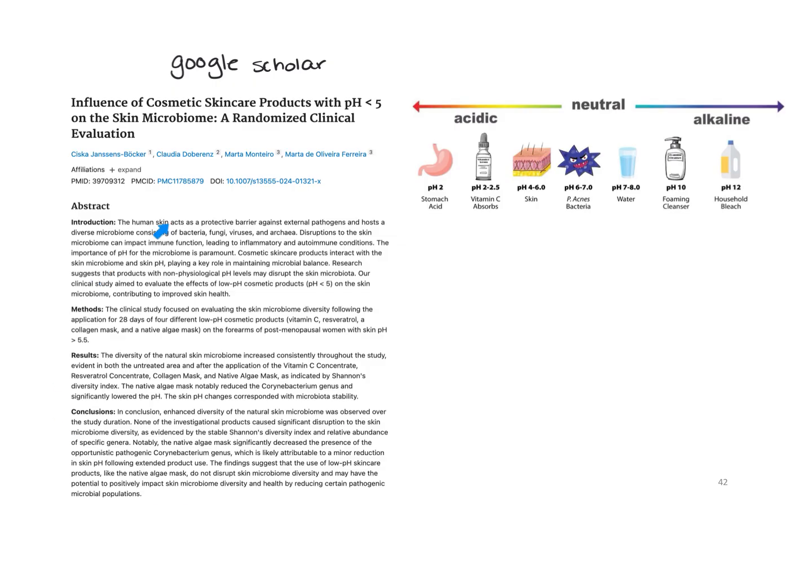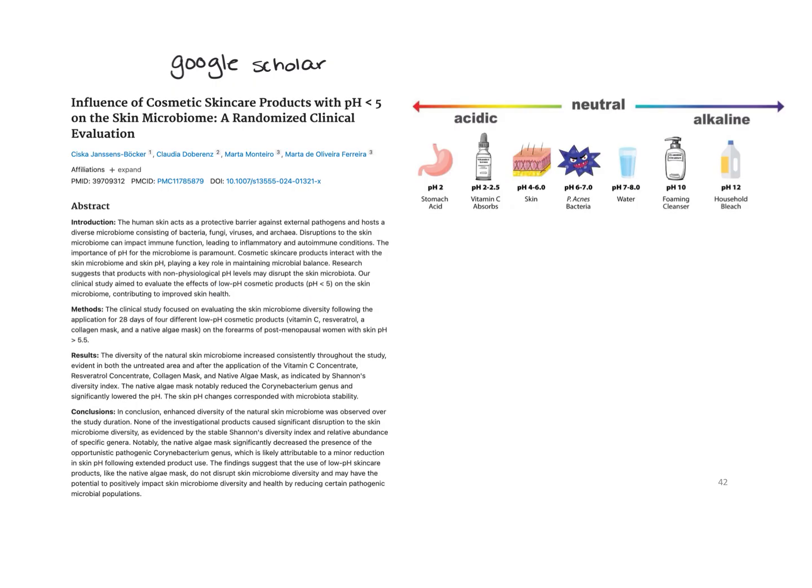It talks about how human skin acts as a protective barrier. The importance of pH for the microbiome is paramount. Cosmetic skincare products interact with the skin microbiome and skin pH, and they really play a key role in maintaining that microbial balance, which is important. Research suggests that products with non-physiological pH levels may disrupt the skin microbiota. Our clinical study aimed to evaluate the effects of low pH cosmetics, pH of less than 5, on the skin.